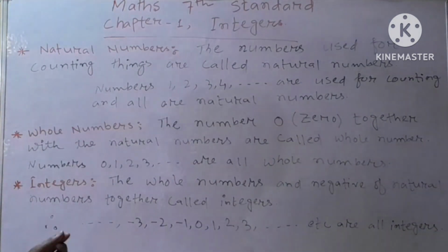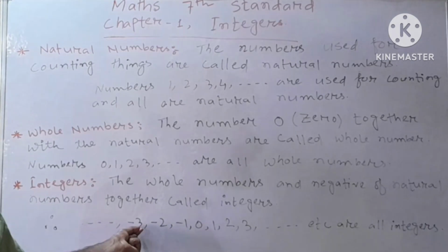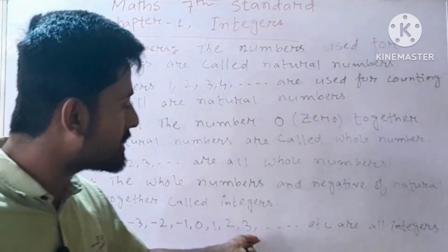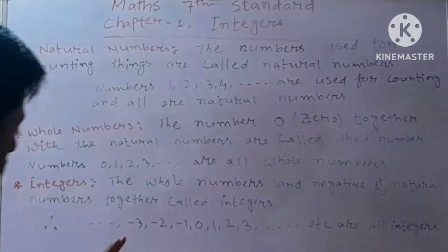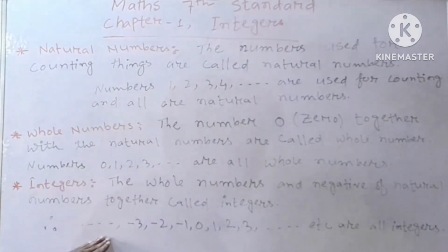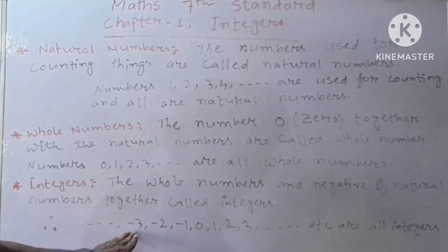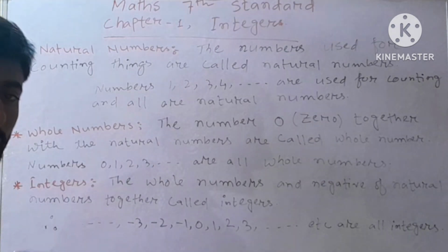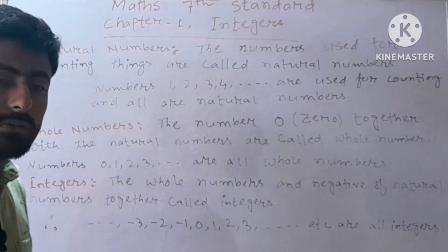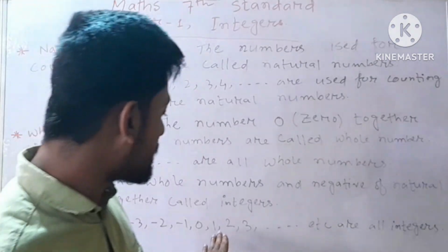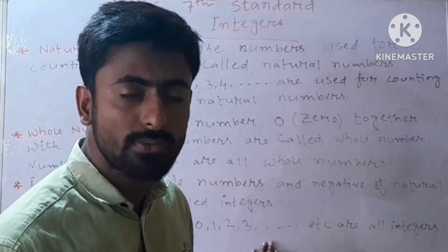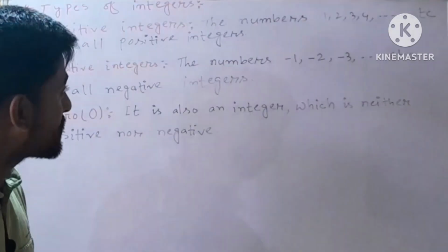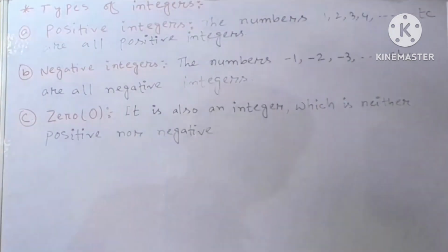Thus, the integers will be ..., -3, -2, -1, 0, 1, 2, 3, 4, 5, ... On the left side it will go to minus infinity, with -3, -4, -5, -6 and so on, and on the right side 1, 2, 3, 4, 5 ... up to positive infinity.